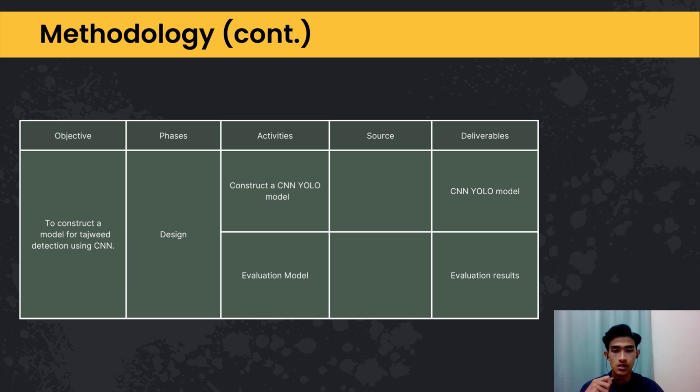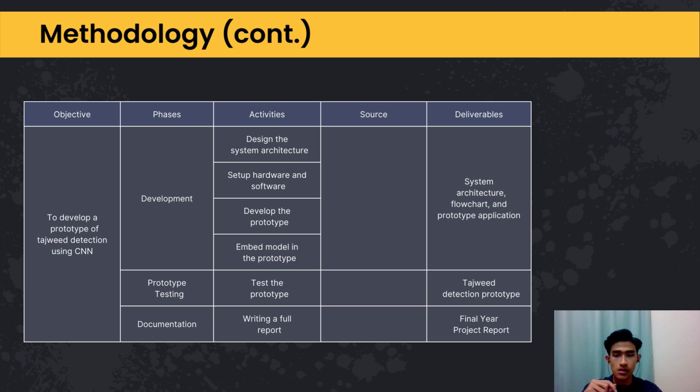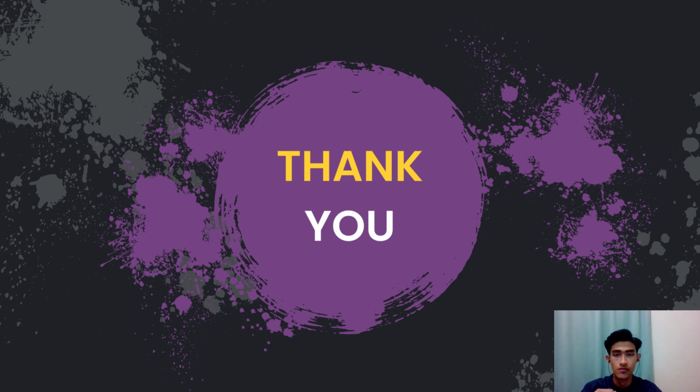The second objective, there is one phase which is design. Here we construct a CNN YOLO model and evaluation model. And lastly, the third objective, there are three phases, which is development, prototype testing, and documentation. So in development, we design the system architecture, set up hardware and software, develop the prototype, and embed the model in the prototype. In prototype testing, we test the prototype, and documentation is writing a full report. That's all from me. Thank you.